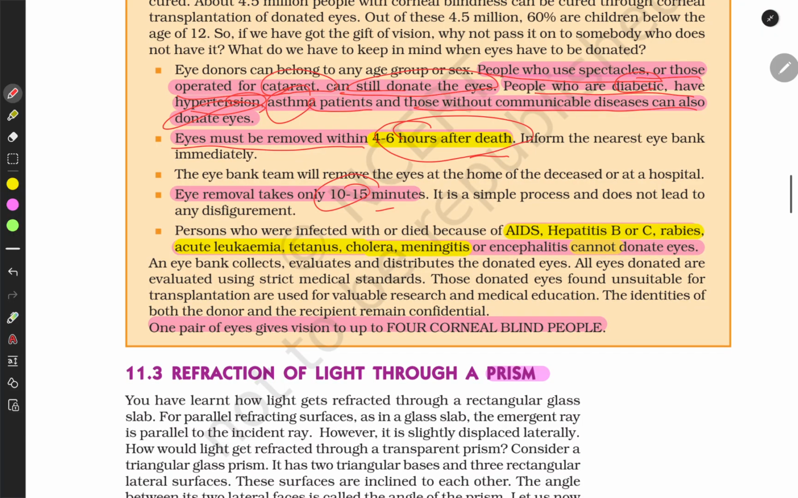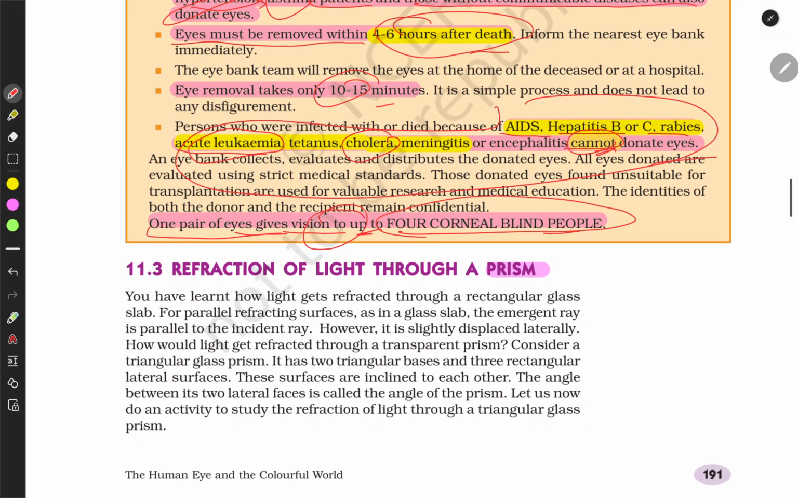But people who have AIDS, hepatitis B or C, rabies, acute leukemia, tetanus, cholera, meningitis and encephalitis cannot donate eyes. One pair of eyes can give vision to up to 4 corneal blind people. So this was about eye donation.